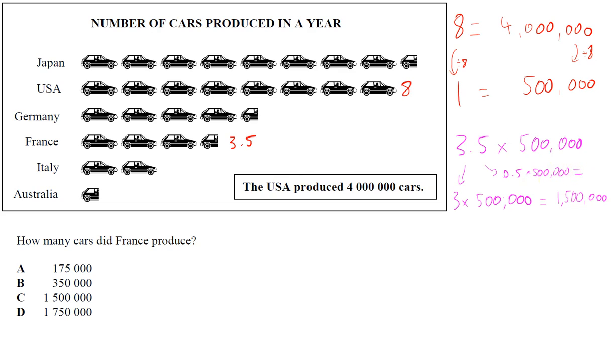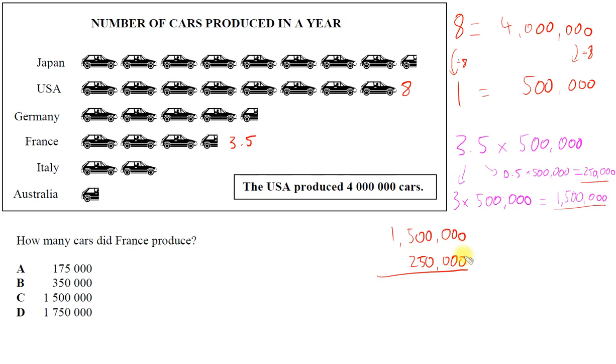Now, we know 0.5 of that is actually 250,000. So what we're actually trying to do is add together 250,000 and then 1.5 million. So let's add that over on the side. Here is 1.5 million, and then we have 250,000.